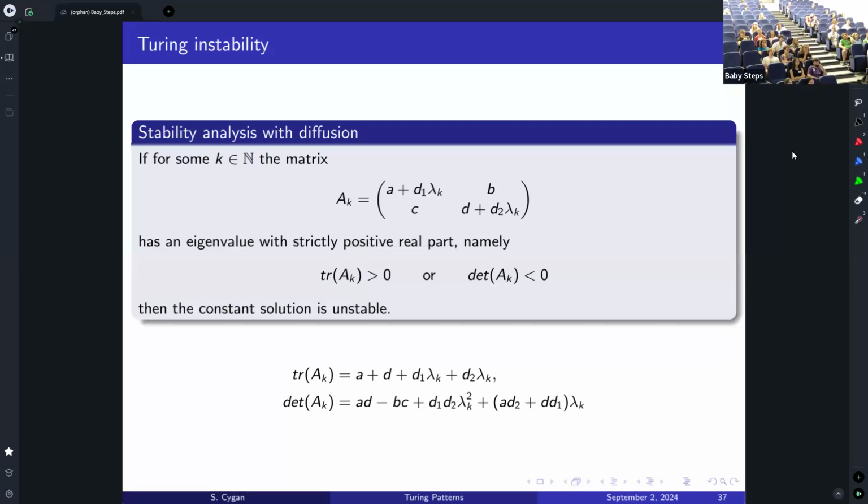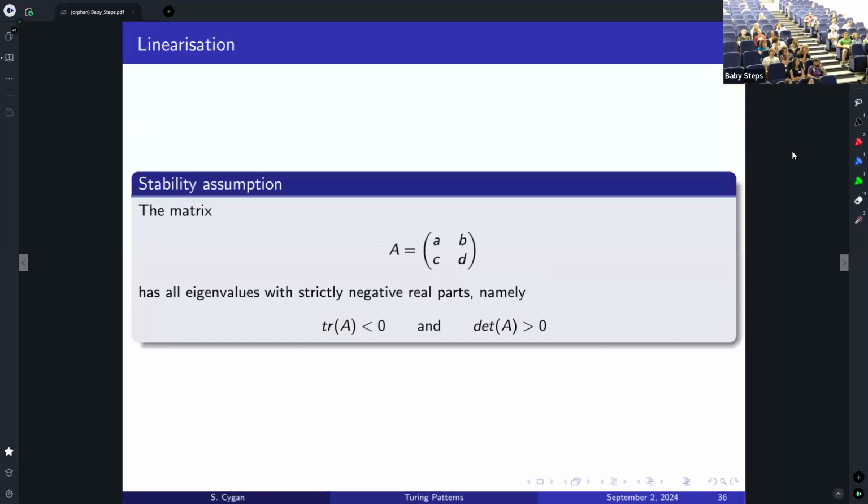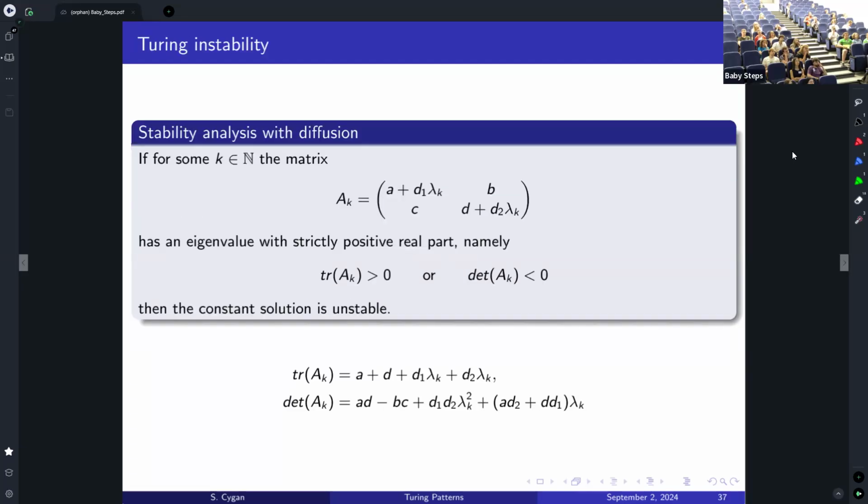So it means either the trace of this matrix is positive for some k, or for some k, the determinant of this matrix is negative. Because under this condition, we will have at least one eigenvalue with a positive real part. And notice the following. We can write the explicit expression for the trace here and for the determinant. However, we need to take into account that we impose some assumptions for our matrix A. And first of all, we have that the trace is negative. Trace is exactly A plus D. So A plus D is negative.